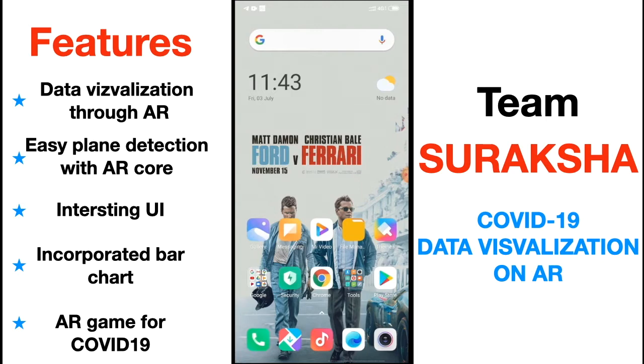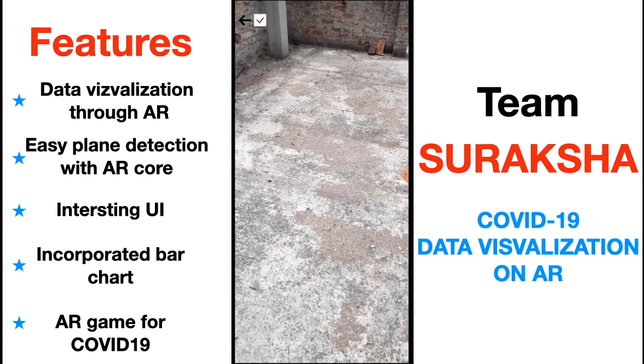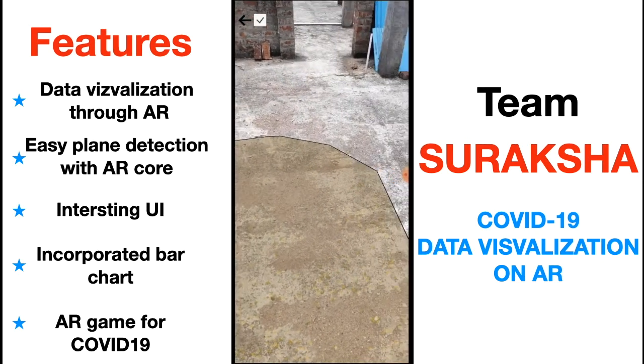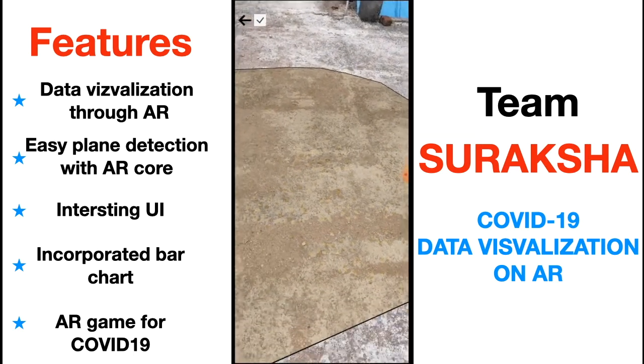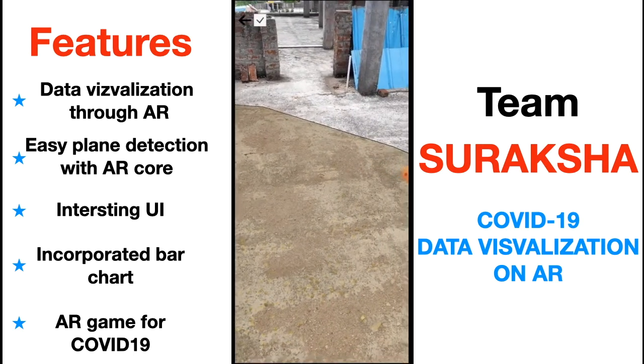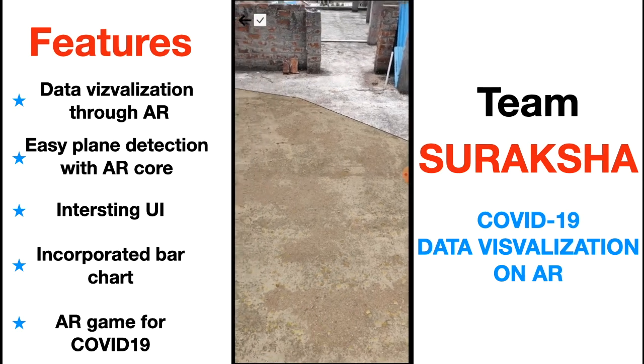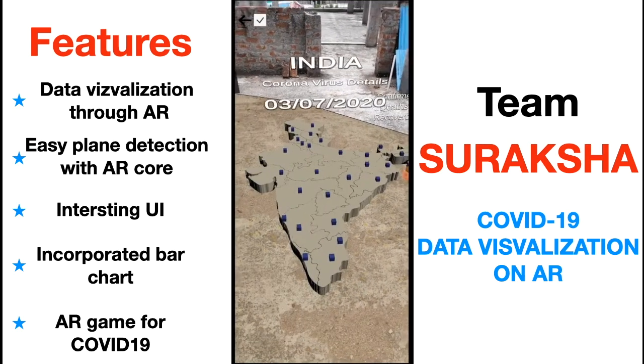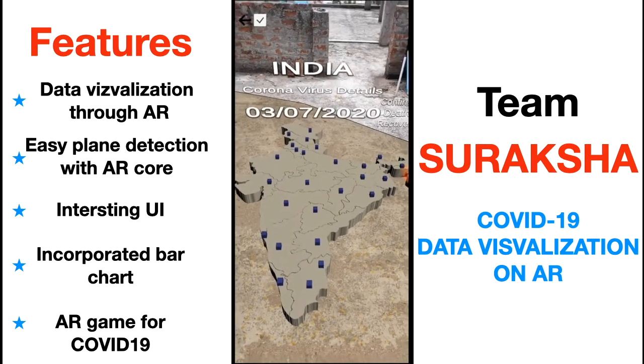So the camera opens and you have to detect the plane on the ground. The plane has been detected. Now you can click anywhere on the ground to augment the India map. So you can see the India map has been augmented in the real world. Now you have to uncheck this toggle.